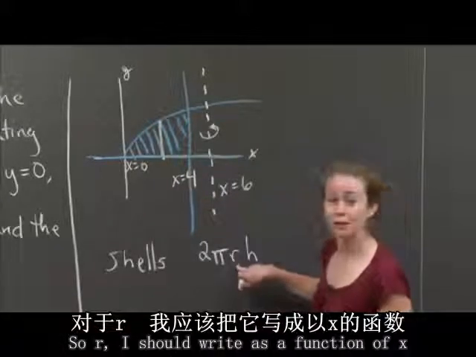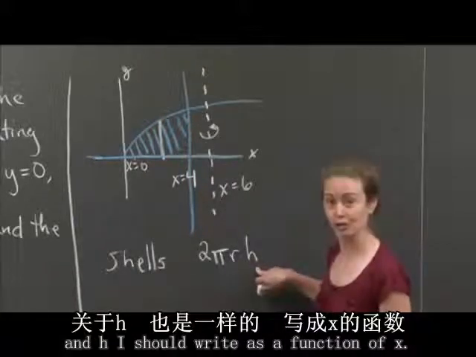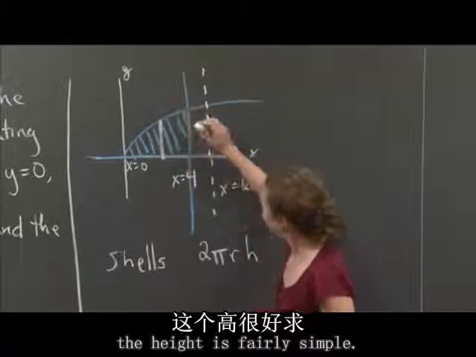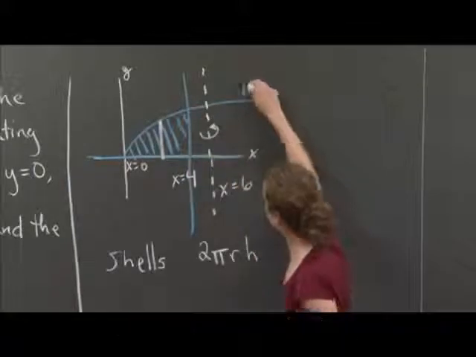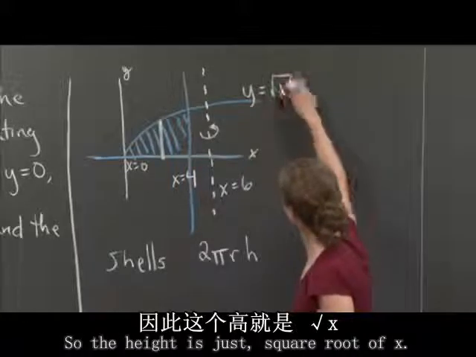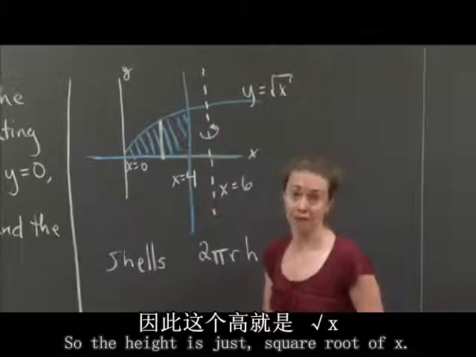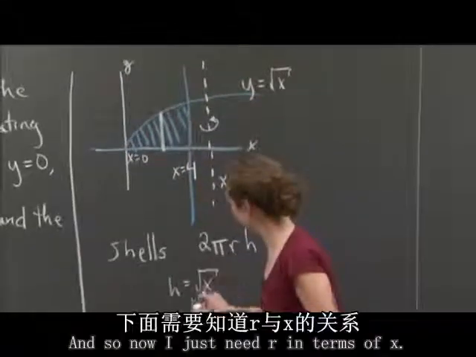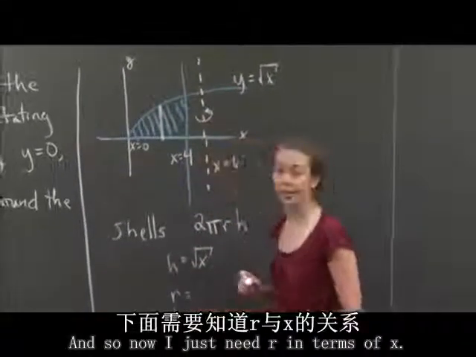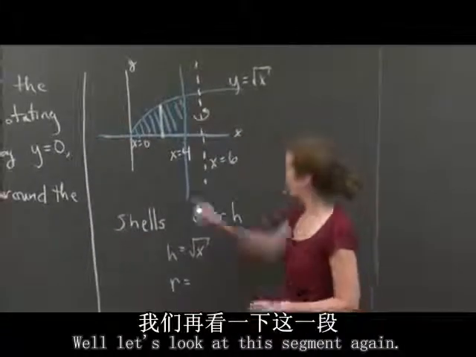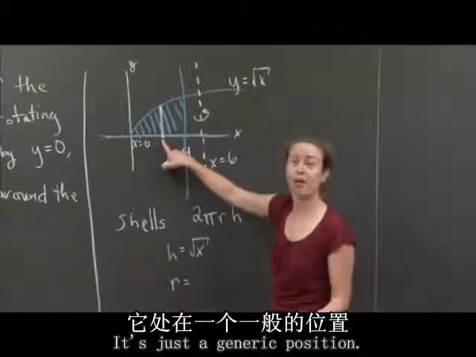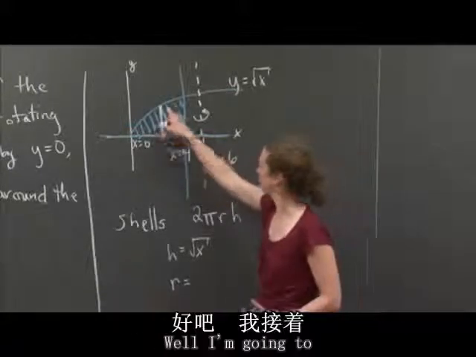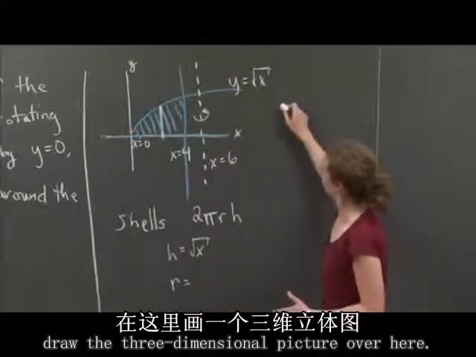So r I should write as a function of x, and h I should write as a function of x. If I examine this segment again here, the height is fairly simple, because what is this curve? This is the curve y equals square root of x. So the height is just square root of x. So h is equal to square root of x. And now I just need r in terms of x. Well, let's look at this segment again. It's just a generic position. How would I find that radius? What is the radius? Well, I'm going to draw the three-dimensional picture over here.